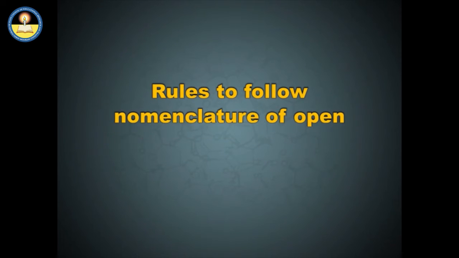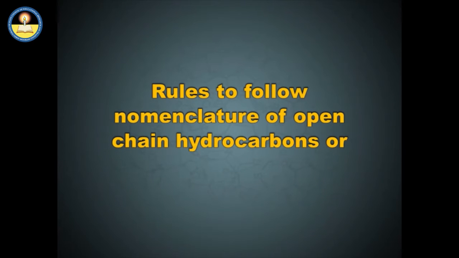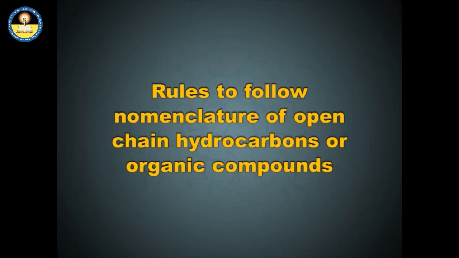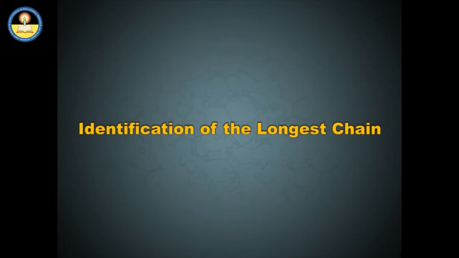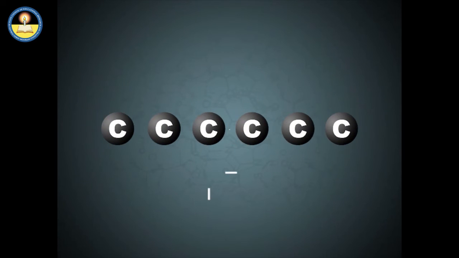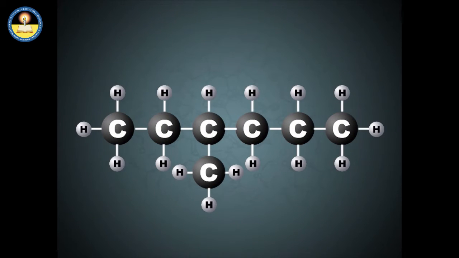Rules to follow in nomenclature of open chain hydrocarbons or organic compounds. Identification of the longest chain. Let us have a look at a compound and identify its longest chain. The wrong way to identify the longest chain is shown on screen as 1, 2, 3 and 4. If you look at the structure, we find that there are only 4 carbon atoms in this chain. Let us find another way to find the longest chain.